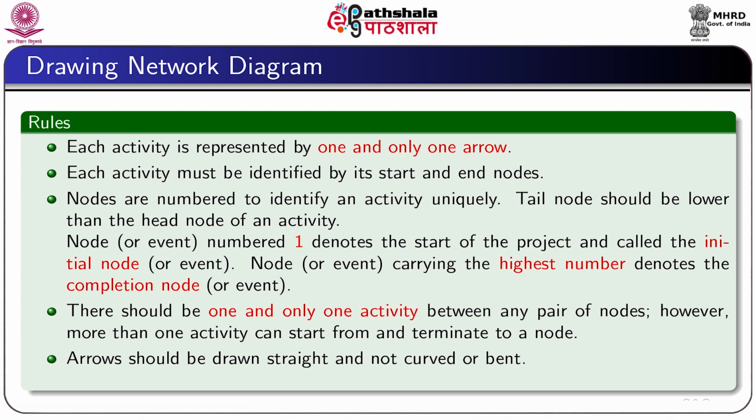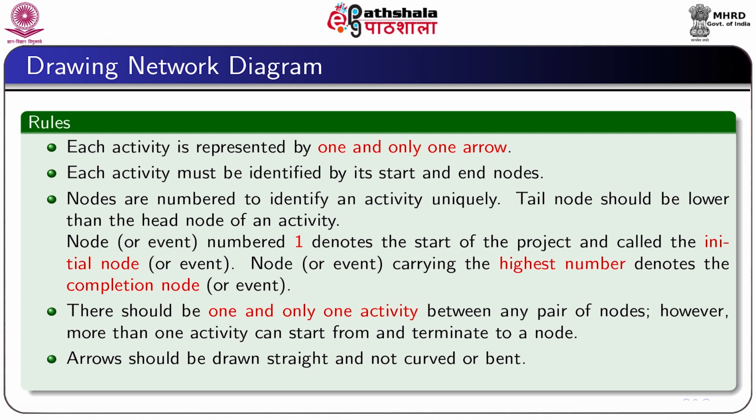Now, let me tell the rules for drawing a network. There are certain rules we have to follow. First, each activity is to be represented by one and only one arrow. Each activity must be identified by its starting and end node. Nodes should be numbered to identify an activity uniquely.